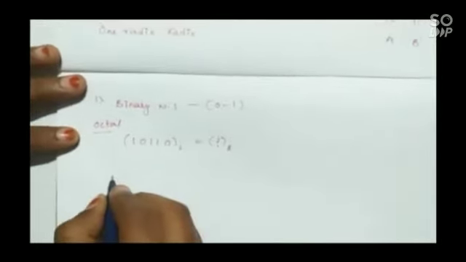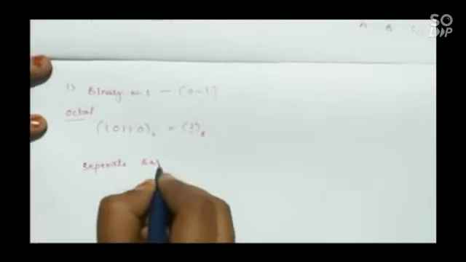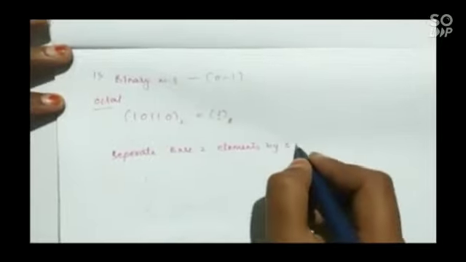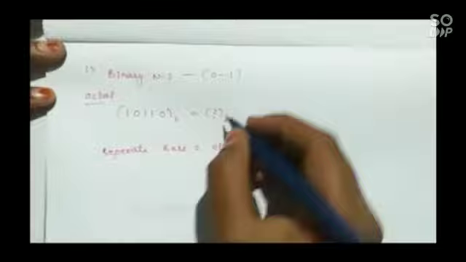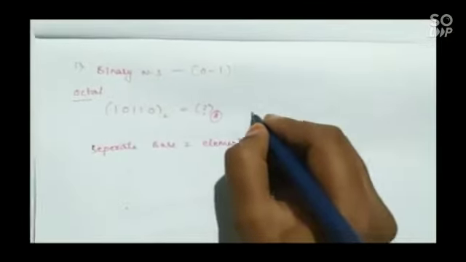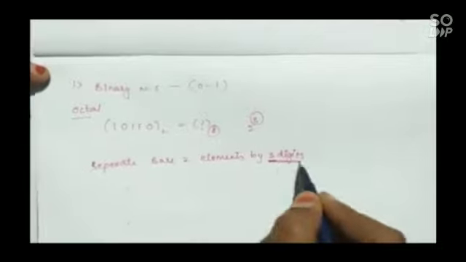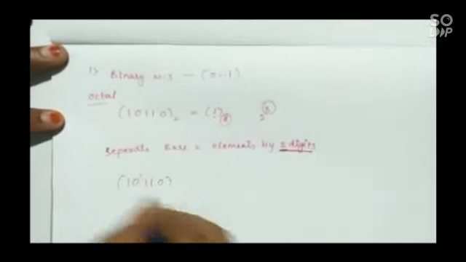we separate the base 2 elements into 3 digits. Why are we considering only 3 digits for octal? Because octal appears as a power of 2, 2 cubed. Since 3 appears, we can divide into 3 digits. Here we have one example.